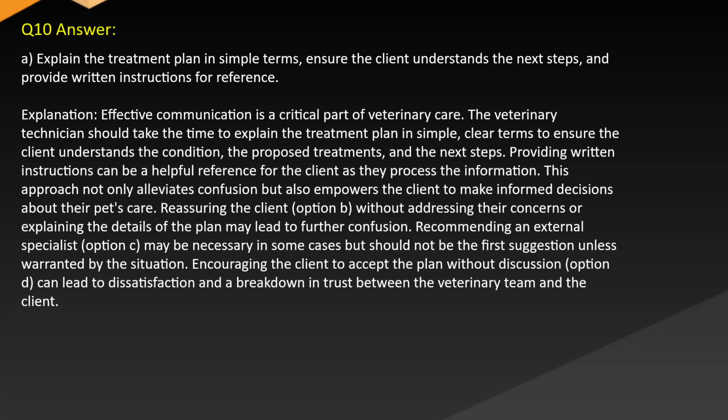Providing written instructions can be a helpful reference for the client as they process the information. This approach not only alleviates confusion but also empowers the client to make informed decisions about their pet's care. Reassuring the client, option B, without addressing their concerns or explaining the details of the plan may lead to further confusion. Recommending an external specialist, option C, may be necessary in some cases but should not be the first suggestion unless warranted. Encouraging the client to accept the plan without discussion, option D, can lead to dissatisfaction and a breakdown in trust between the veterinary team and the client.